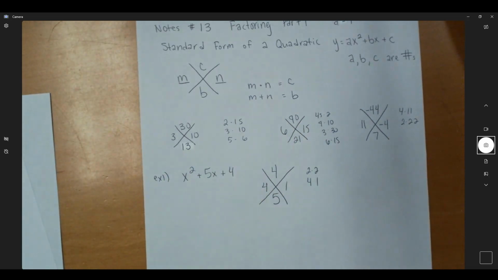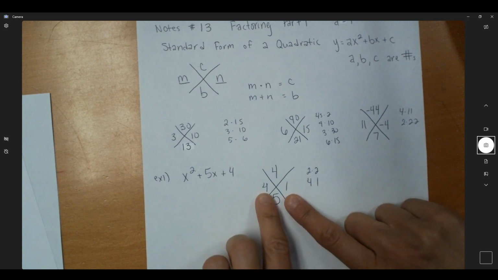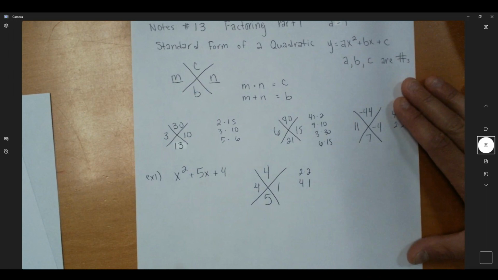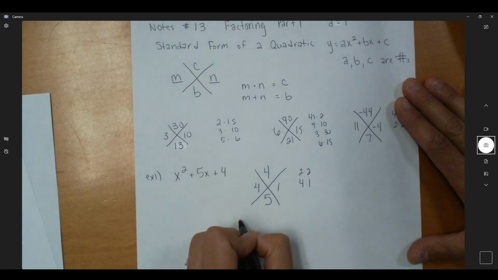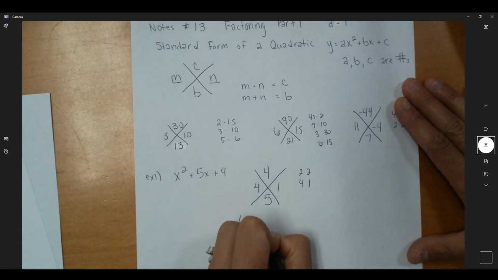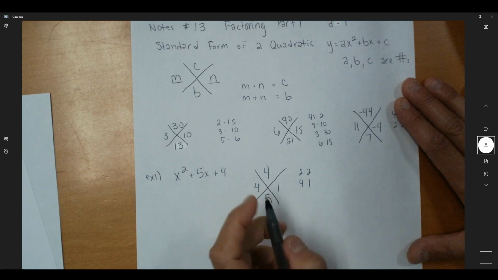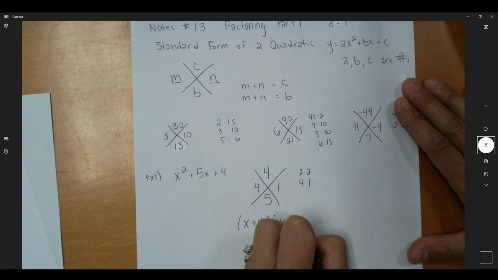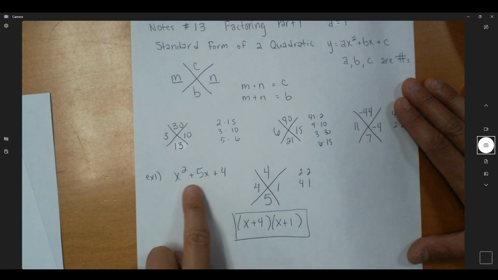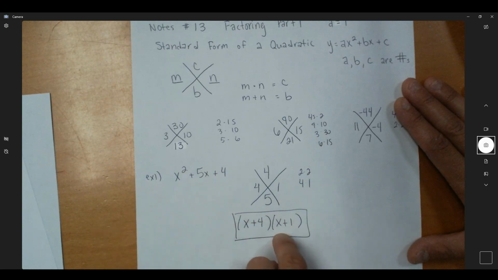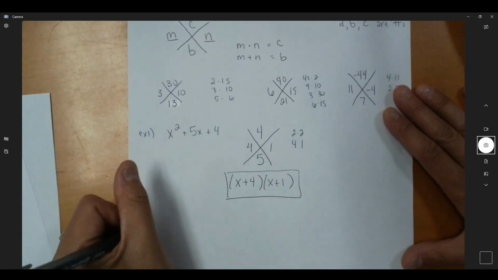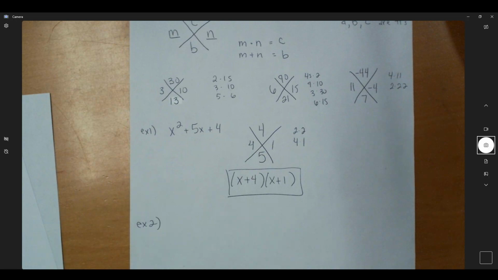So to get the factored form, because we're not done yet until we factor it, you would take these two numbers and you would put an X in front of them, basically with parentheses. So this would be X and then plus 4 is our first answer. And then for the 1 would be X plus 1. So that is the factored form of this quadratic. And you can go back and forth. You can multiply these together and you should get this answer. That's how you know you did it right. So that would be a check method. All right, one more.